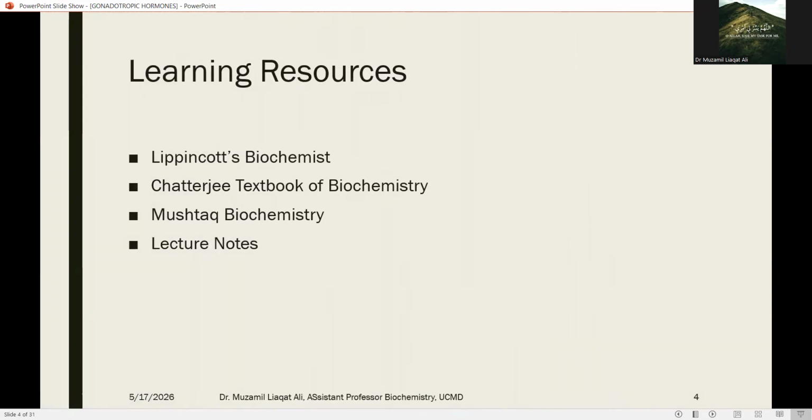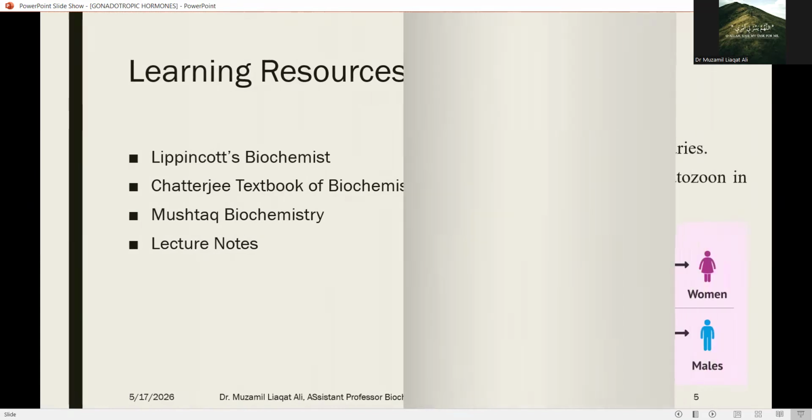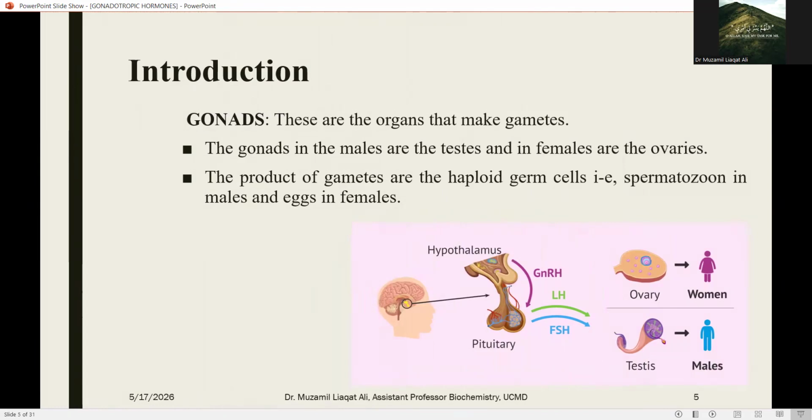So for learning resources, we will draw from the standard textbooks like Lippincott, Chatterjee, Mushtaq, and our detailed lecture notes. These resources provide the biochemical foundation you need for clinical application. So let's proceed with the introduction of the gonads and the gametes.